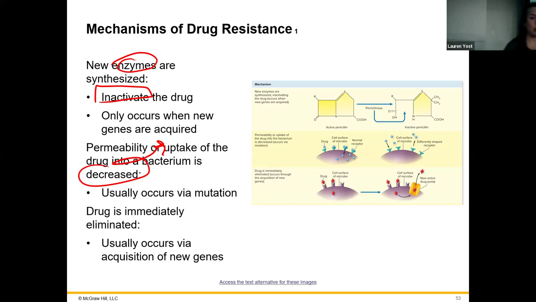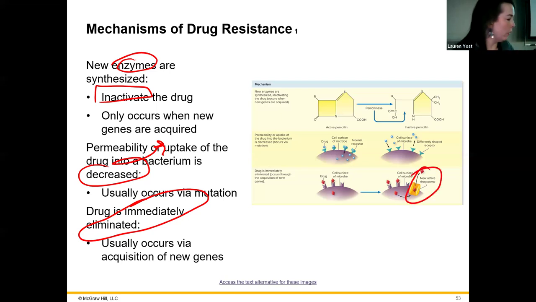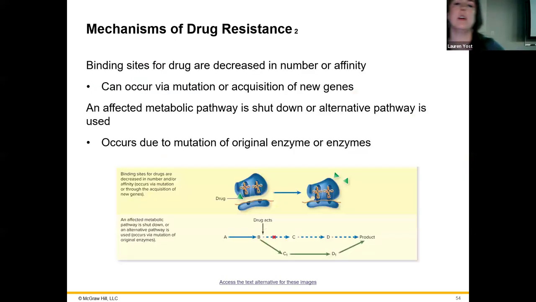Okay. It's the same concept with this as what we see with the viruses. But now we've mutated it and it doesn't work anymore. So we can also eliminate the drug immediately. What do I mean? Now we make this weird channel and just shoot out the drug when it gets inside, which is weird to think about, but that's a thing they can do. So penicillin just comes into the cell and we just shoot it right back out. You're not going to work here today.